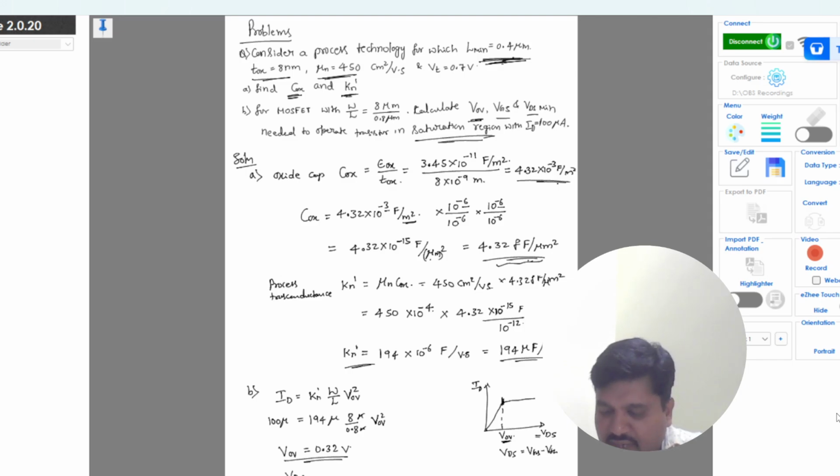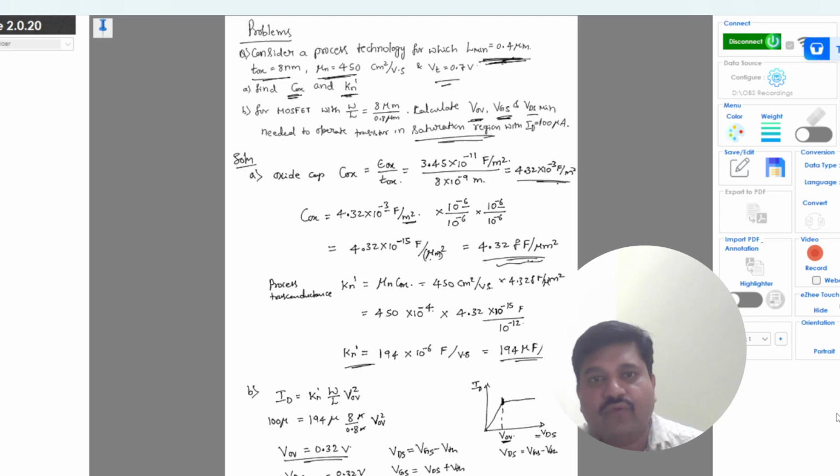So VDS minimum itself will be 0.32 volts. Now to find VGS, this minimum value of VDS is equal to VGS minus VTH, so VGS will be equal to VDS plus VTH, which is 0.32 plus the threshold voltage 0.7. So VGS is 1.2 volts. This is the value of VGS we got for this device.